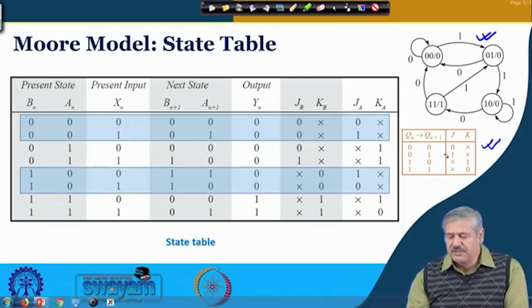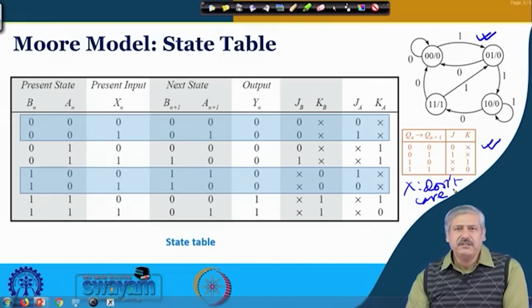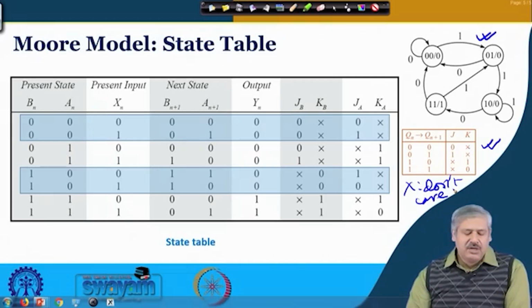So, for the 0 to 0 transition, J is 0 and K is a cross, that means K can be 0 or 1, any value. For 0 to 1, it is 1 cross, for 1 to 0 it is cross 1, and for 1 to 1 it is cross 0. Okay. So, this cross here is do not care, that means either 0 or 1 will do. Is it fine? This we all know, right.